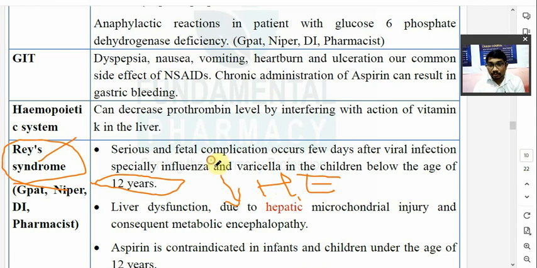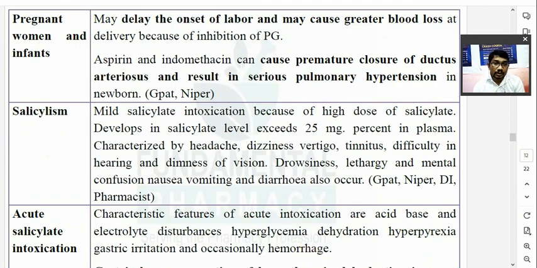It is a serious and fatal complication that occurs a few days after viral infection, especially influenza and varicella, in children below 12 years of age. It causes liver dysfunction due to hepatic mitochondrial injury, with consequent metabolic encephalopathy. Aspirin is contraindicated in infants and children under 12 years of age. Again, in pregnant women and infants.